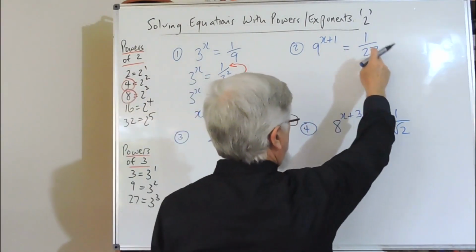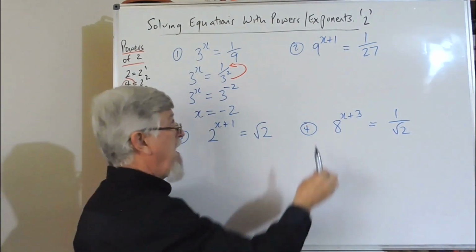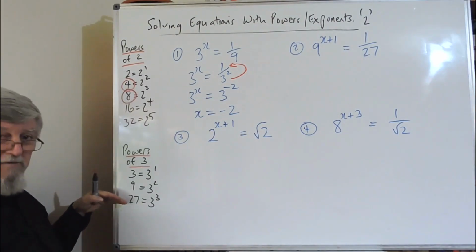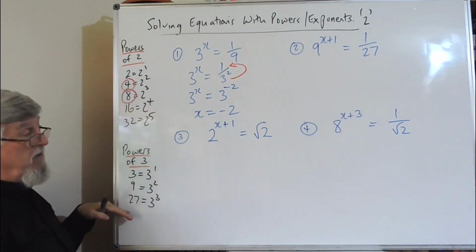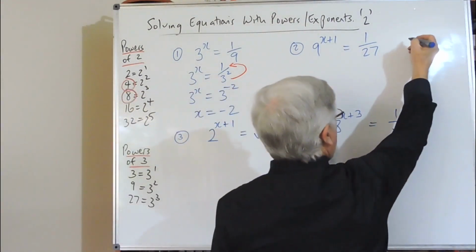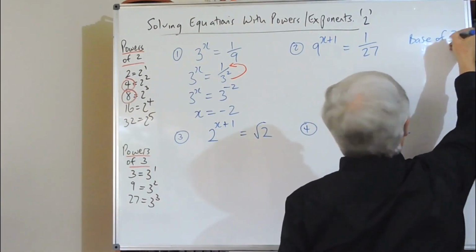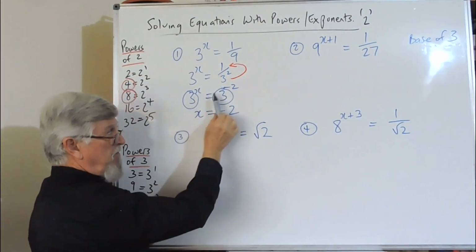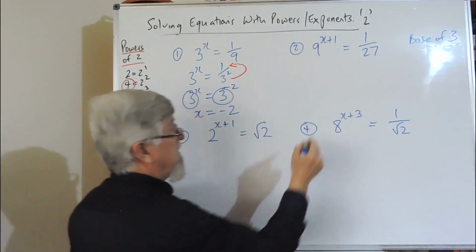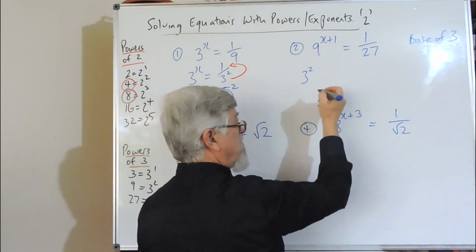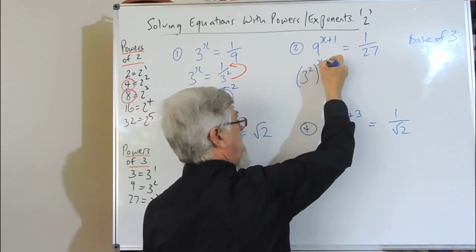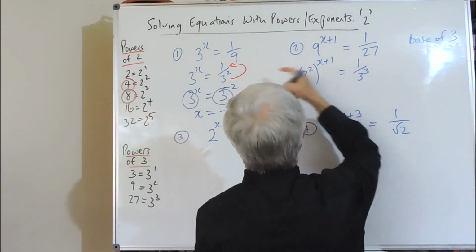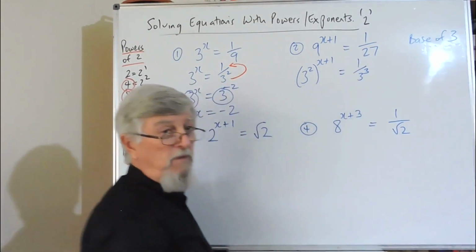It's got a 9, it's got a 27. If you're comfortable with your powers, 3 squared is 9, 3 cubed is 27. If not, you can write down 3, 9, 27, so you start to get the hang of it and see what it's actually doing. I want to write this with a base of 3, and over here, I'm also writing with a base of 3. Once they're both written with a base of 3, I can write the equation down. So this one is 3 squared, to the power of x plus 1. This one over here is 1 on 3 cubed, just like we had over here, but I made it a little bit more complicated.